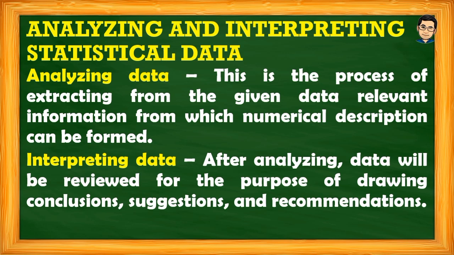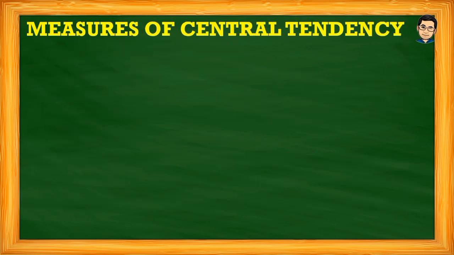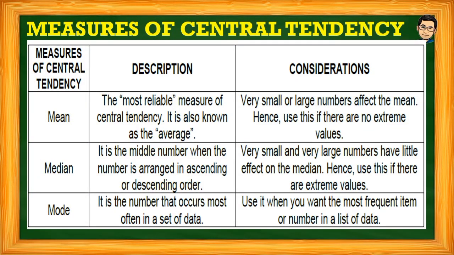Yung analyzing and interpreting data, magkasunod po yan na steps. Kasi yung una yung collecting, organizing, presenting, analyzing, tapos interpreting. Yung collecting, organizing, and presenting, na i-discuss na po natin yan. Yung analyzing, tapos na rin natin, kaya lang, since partner nga sila, kailangan ulit natin siyang i-discuss. So, balikan muna natin yung measures of central tendency and variability.